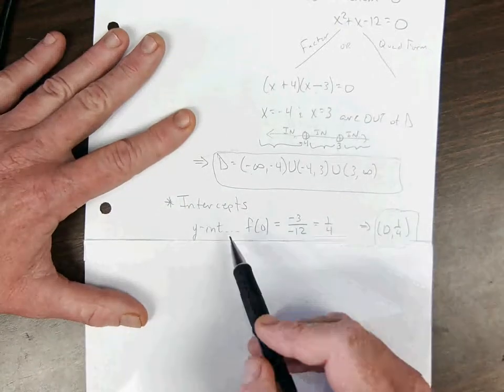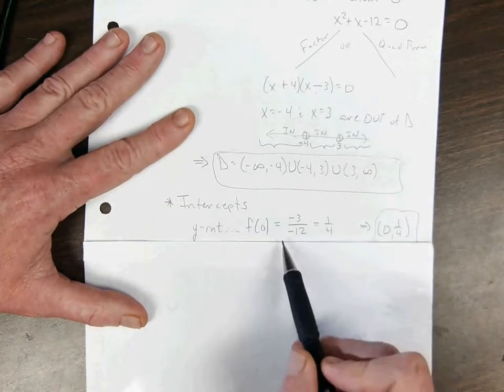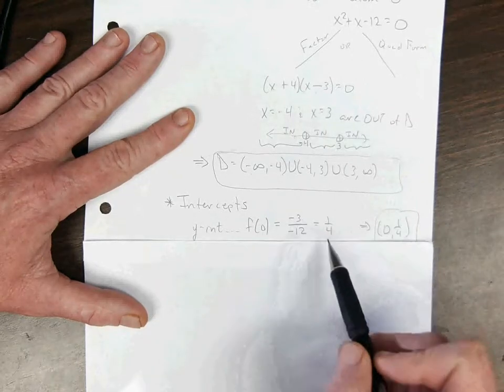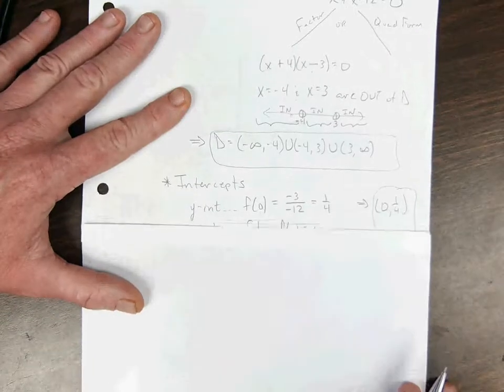So for the y-intercept, remember we said x equal to 0. If you go back to your equation up there, you'll see you end up with negative 3 over 12, which is 1/4. So our y-intercept is 0, 1/4.